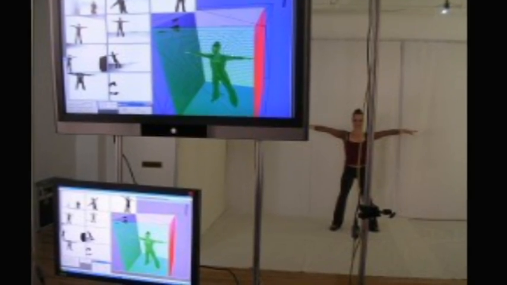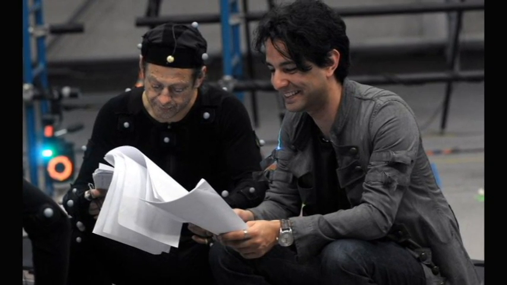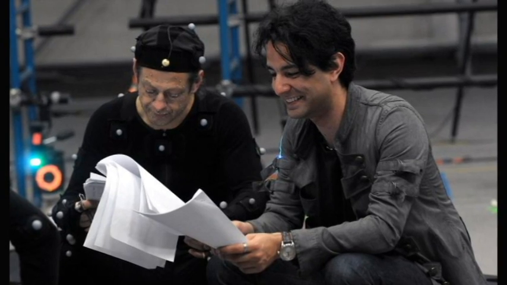Sufficient space allows a performer to move around with no interference. Most of the time, the director and staff are present in the room while the subject is performing.